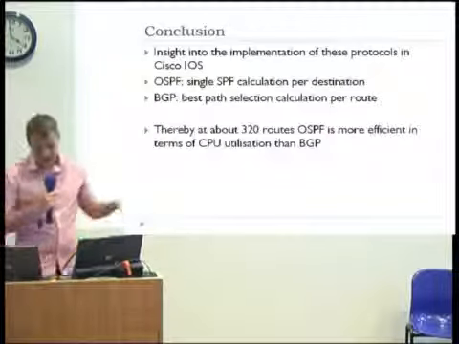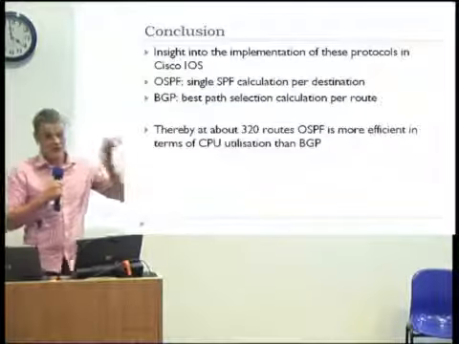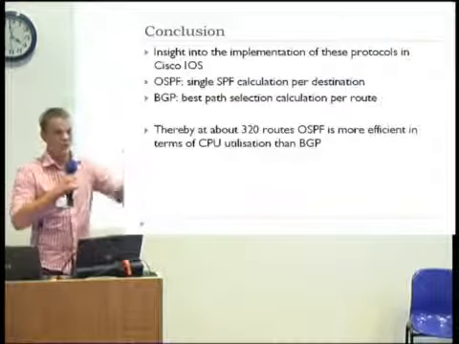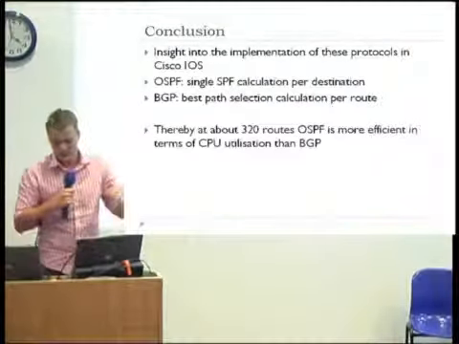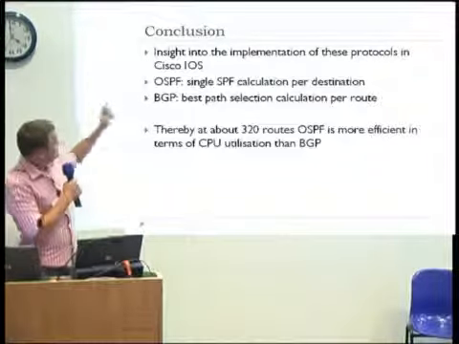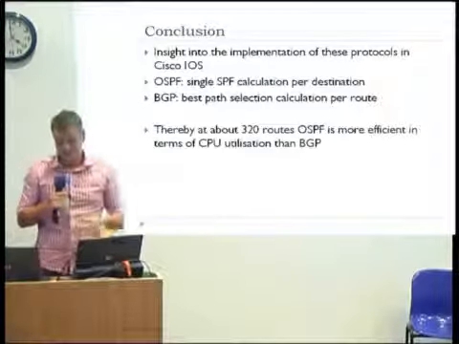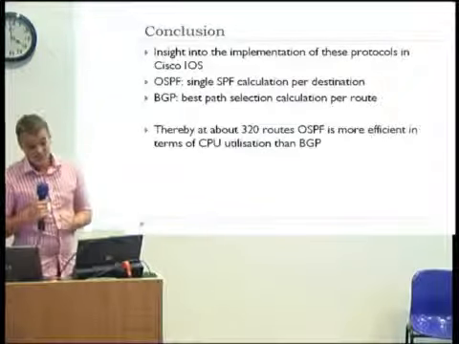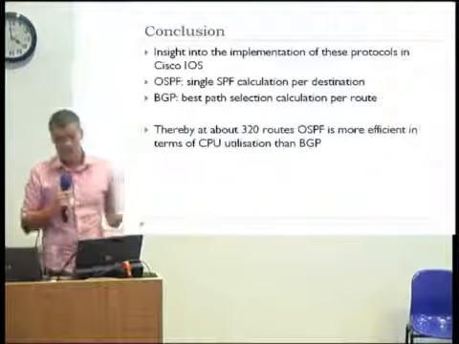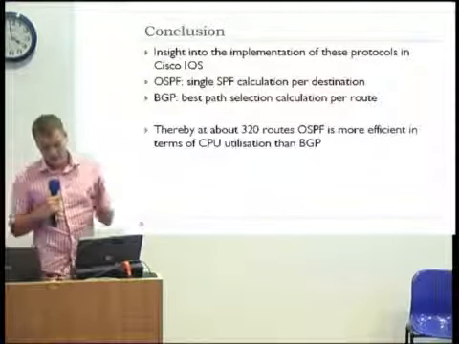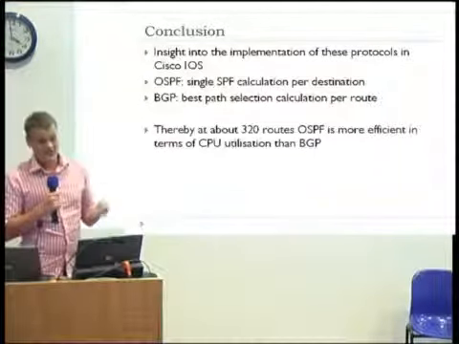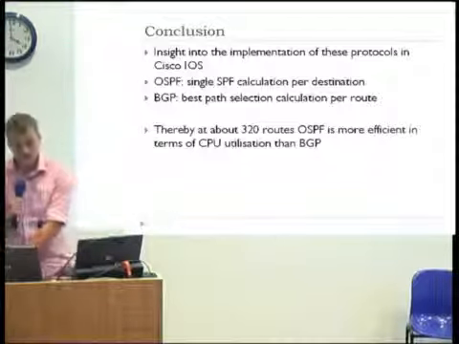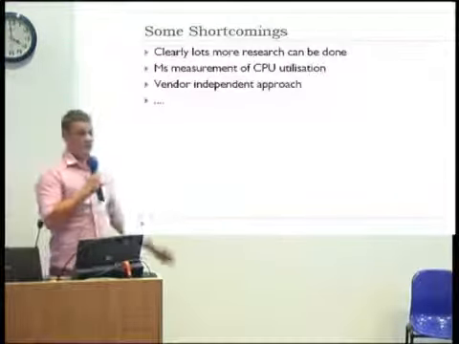So this provides an insight into the implementation of these protocols within Cisco IOS. I stress other vendors may implement it entirely differently. This is all internal within that BGP or OSPF router process. And the reason, from the evidence I've seen, is that with OSPF, a single SPF calculation is performed per destination. But with BGP, the best path selection algorithm is performed per route. So around about 320 routes, OSPF is actually more efficient in terms of CPU utilization than BGP. Obviously, it's not a great study, and I label this slide some shortcomings.